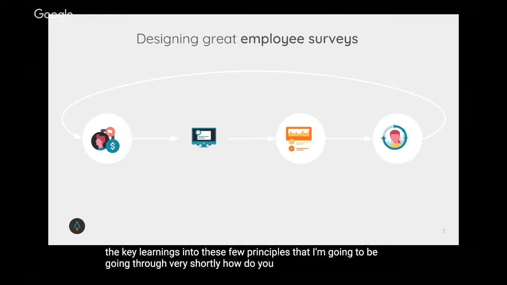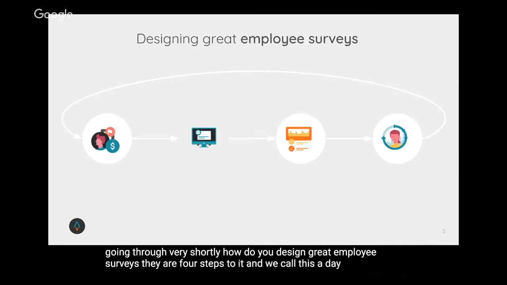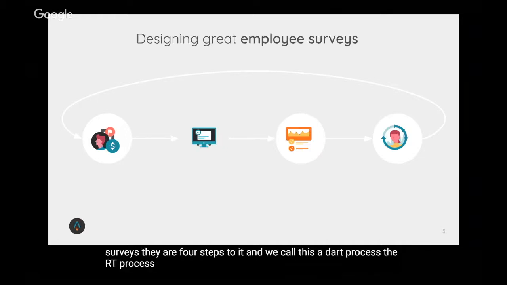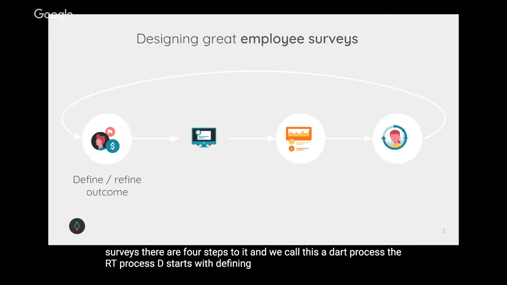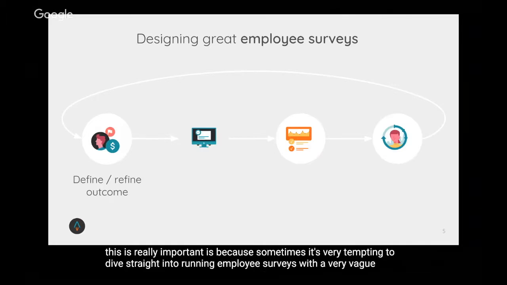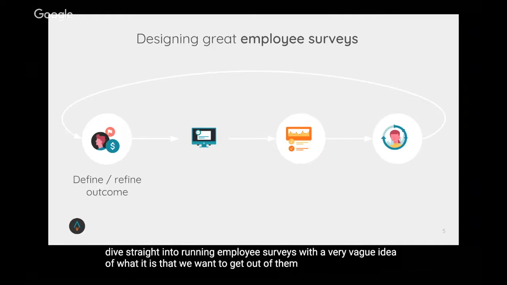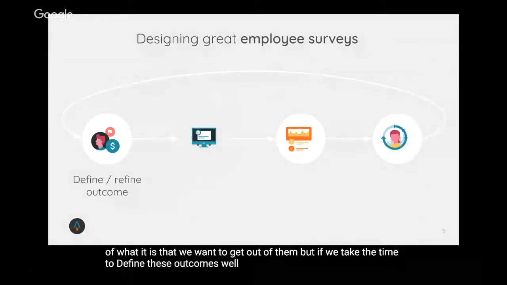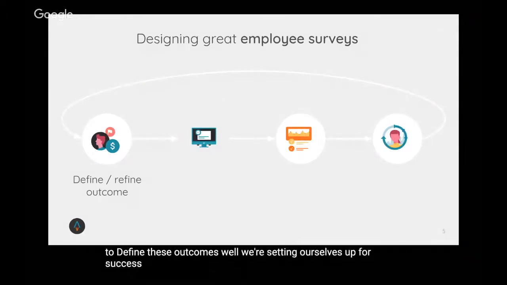So how do you design great employee surveys? There are 4 steps to it, and we call this the DART process, D-A-R-T. D starts with defining or refining the outcome. Why this is really important is because sometimes it's very tempting to dive straight into running employee surveys with a very vague idea of what it is that we want to get out of them. But if we take the time to define these outcomes well, we're setting ourselves up for success.